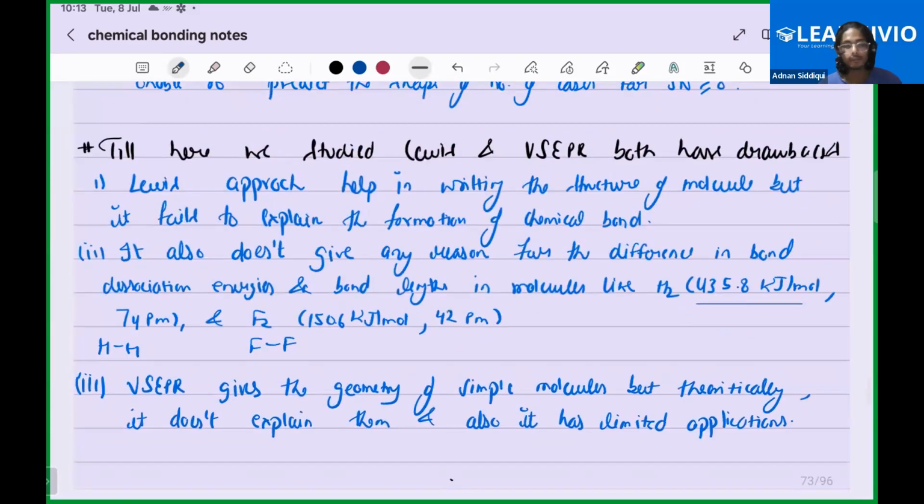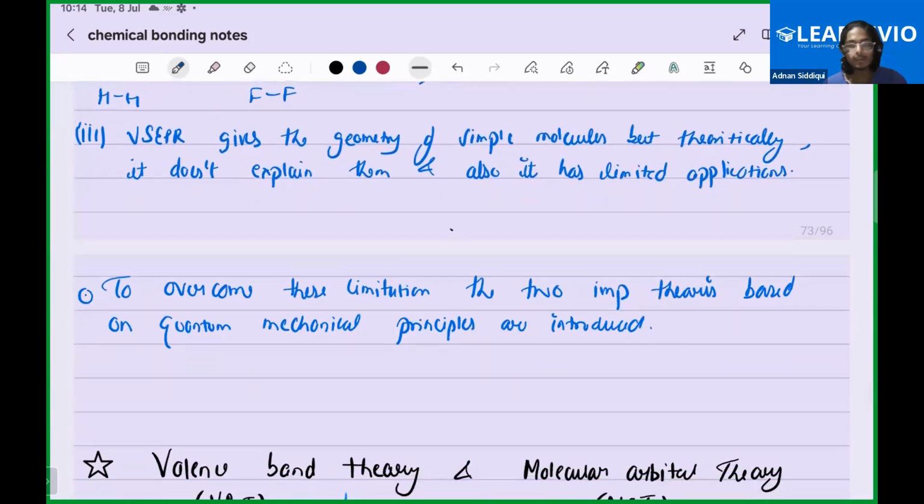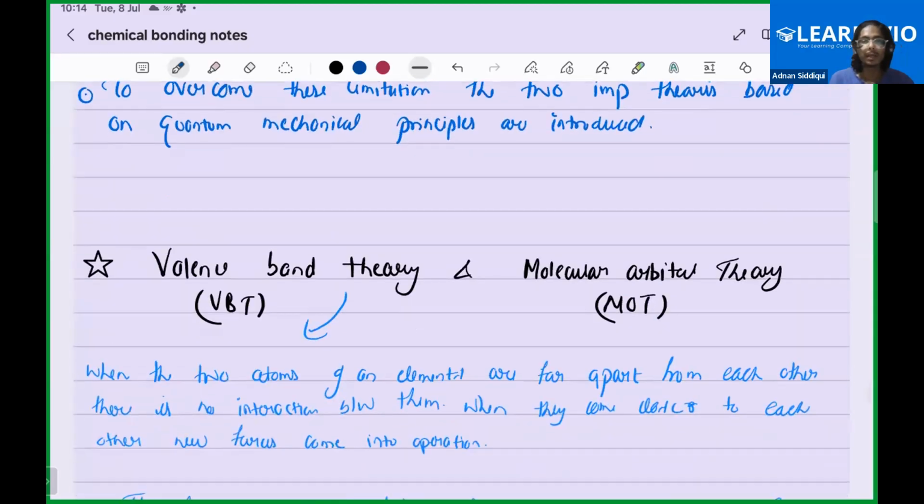So we collectively saw the VSEPR problems and Lewis problems. Now we will try to solve them. To overcome these limitations, two important theories based on quantum mechanical principles are introduced. To explain these problems, we are now going to take help of quantum mechanical models. The two quantum mechanical model based theories are VBT, valence bond theory, and the other one is molecular orbital theory.